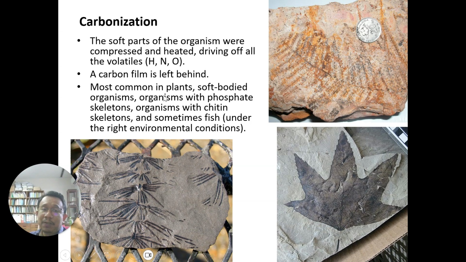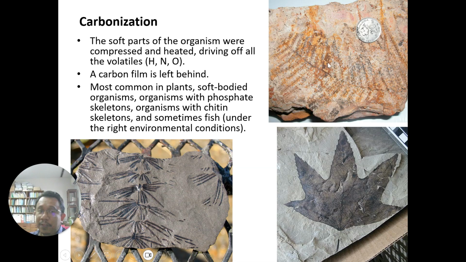This usually happens with fossil plants, right? For example, here these are all fossil plants. So all the volatiles have been driven off to somewhere else. Because of the high temperatures, you are just left with a thin carbon film. But even though it's just a carbon film, lots of details can still be preserved. For example, you can still see the fine venation of the leaf here, right?